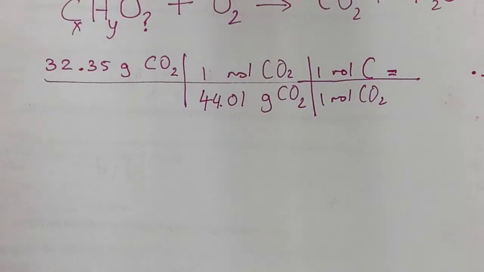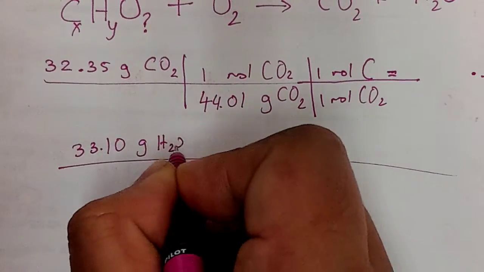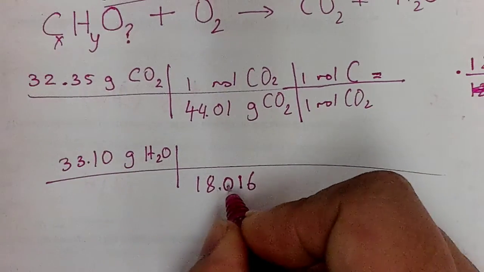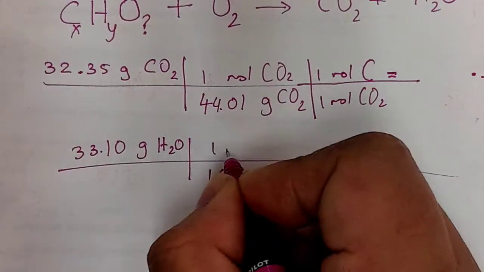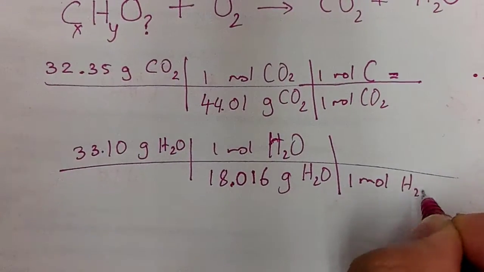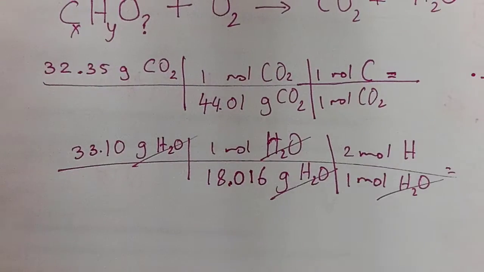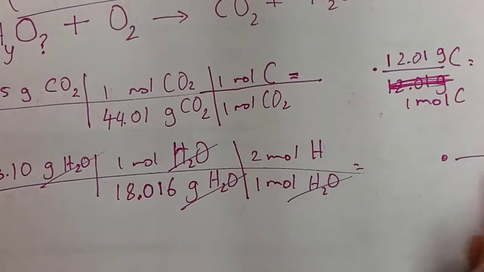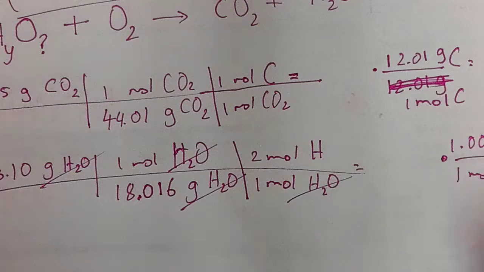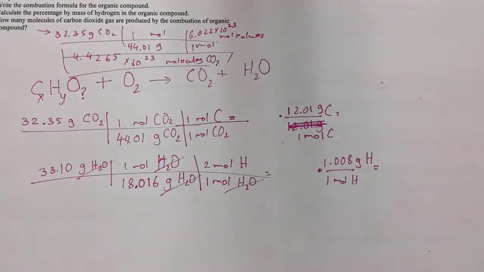Do the same thing with the water. So start out with 33.10 grams of H2O, with a molar mass of 18.016 grams of H2O per 1 mole of H2O. 1 mole of H2O equals 2 moles of H. So based on that, the H2O cancels and you're going to get moles of H. Now again, I want the mass of H also. 1 mole of H is 1.008 grams of H. Again, if you don't know that number, it's on the periodic table, so you should be able to get that number.